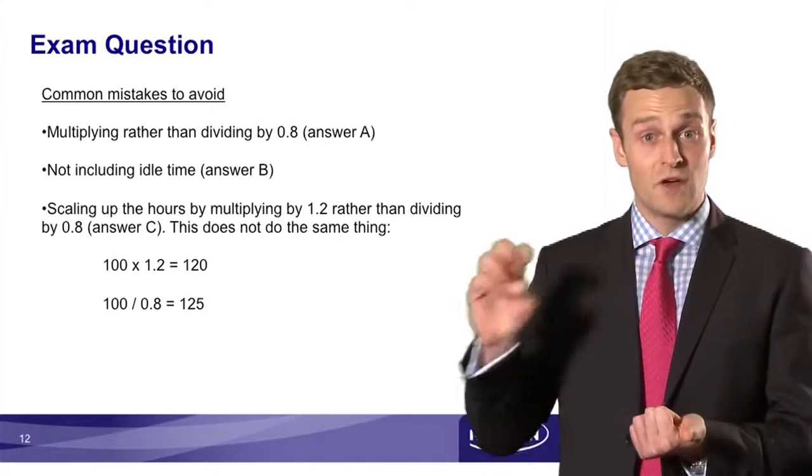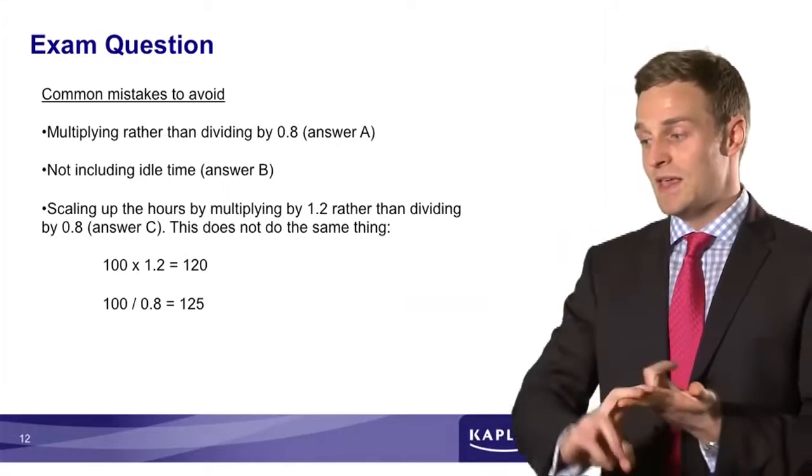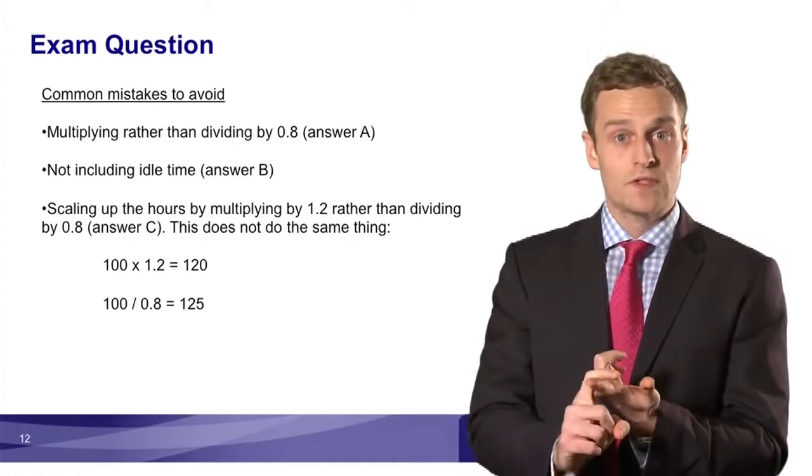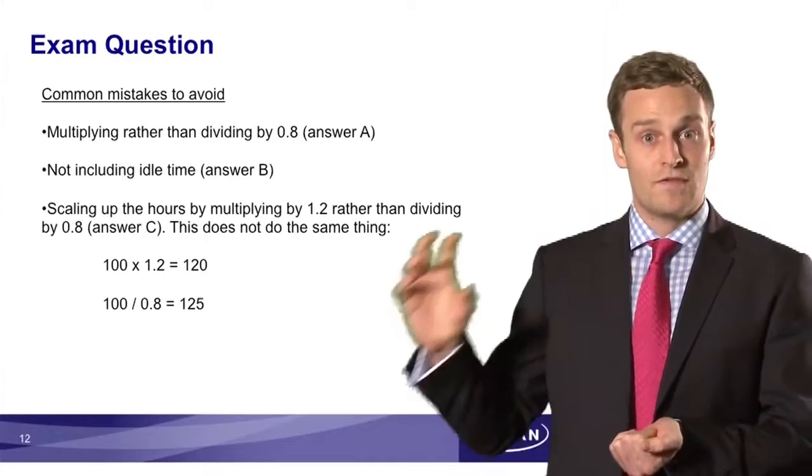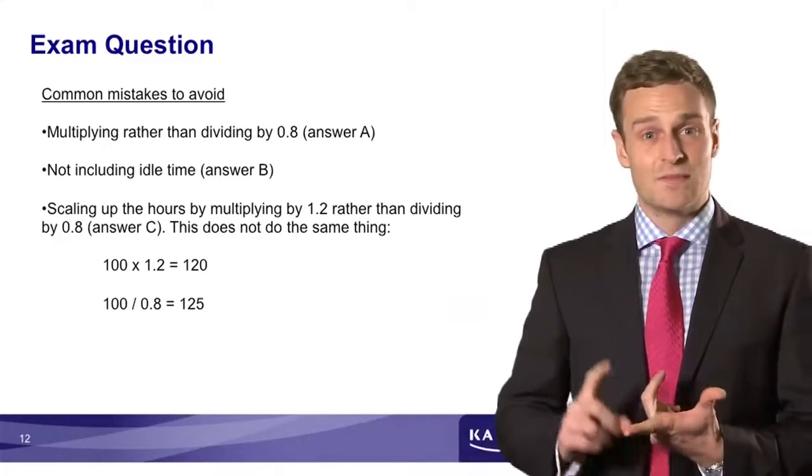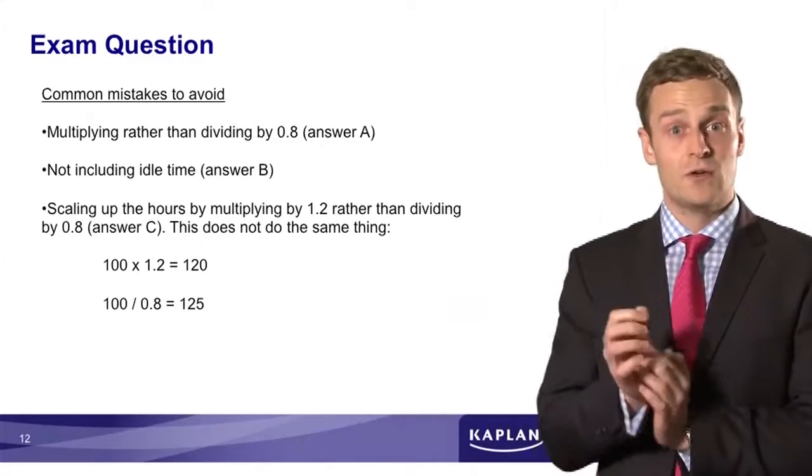We've just seen why we need to divide, not multiply. Answer B doesn't include any idle time. So all they've done is taken $240,000, which is incorrect because we haven't included any idle time.